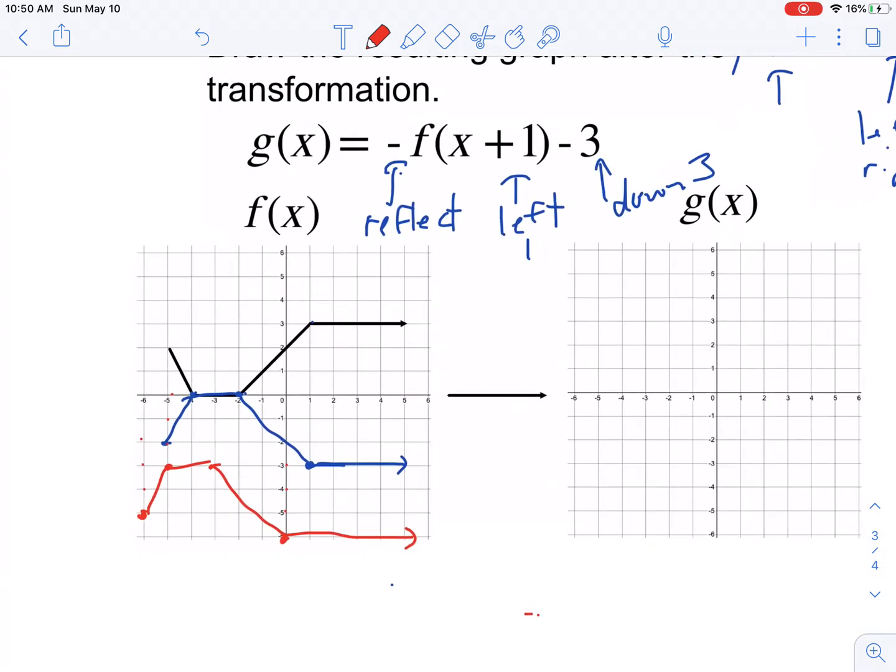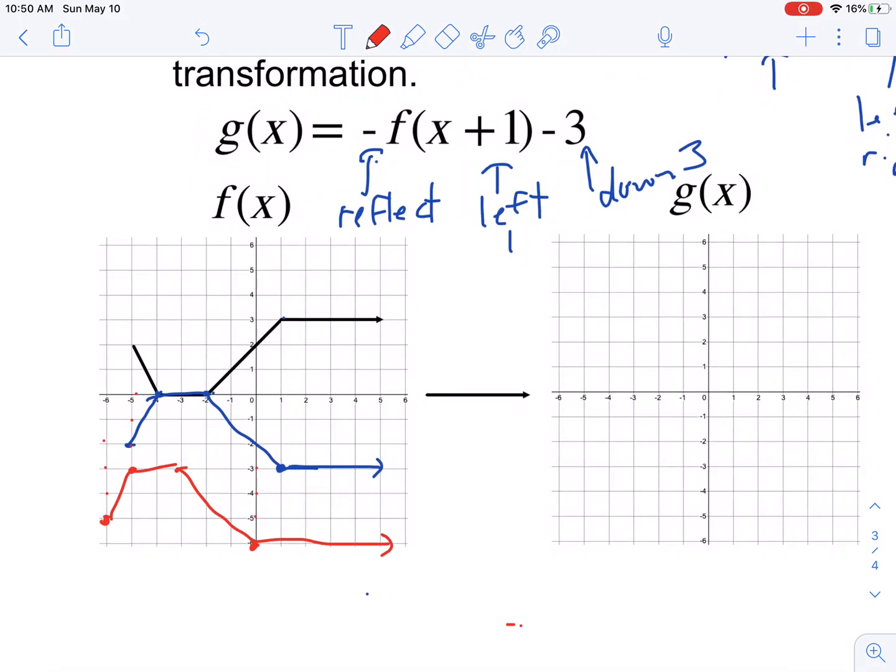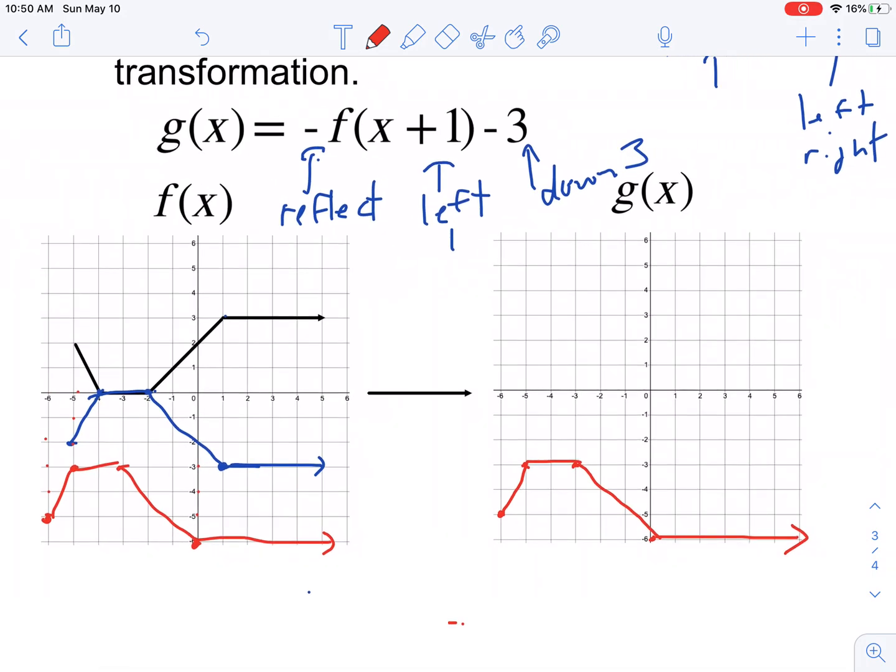And so over here in my new graph for g, it starts here, comes up here, goes across to here, down to here. Sketch in my graph. There's what my new graph will look like. That is what g is going to be, because it takes f, reflects it, moves it left 1, and then down 3. And that is the last problem that I'm going to do in this video.